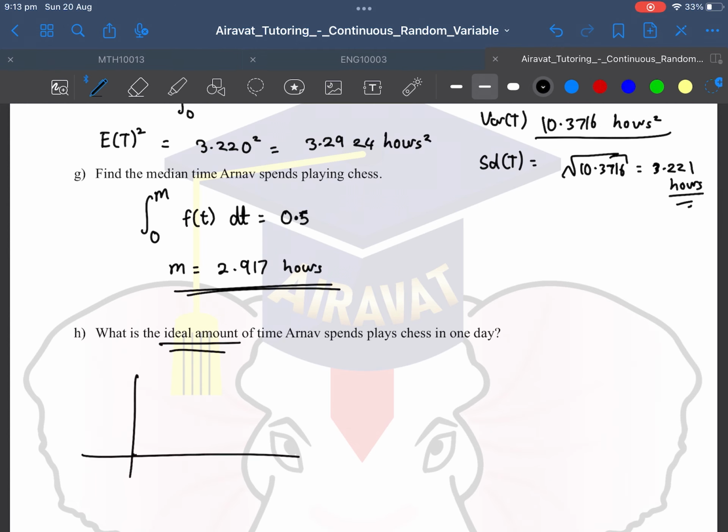Again, let's draw the graph over here. So it's going to be like that, and a linear line. Now you can see our mode is just simply going to be this value over here, right? We know this coordinate is 1, 0.25, and this is just going to be 1. So our mode is going to be what? t equals 1 is just going to be our mode. So the ideal amount of time he plays chess for is 1 hour.